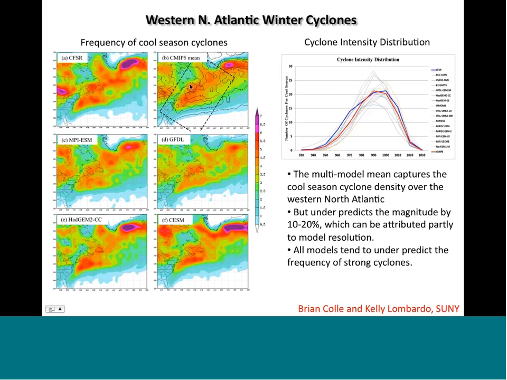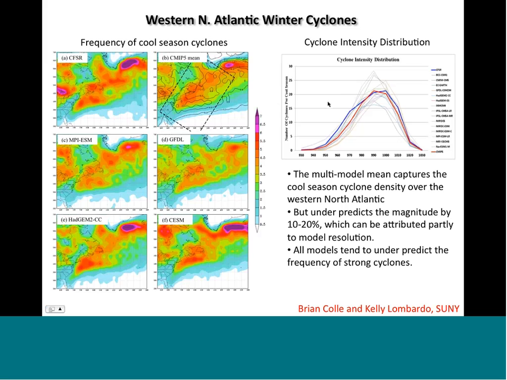And you can see that the spatial pattern looks pretty good. There's a slight underestimation overall, about 10 to 20% in that frequency of cool season cyclones. And then there's some example individual model results, and you can see that it turns out that the models that tend to bring it down are the coarser resolution models. So again, with higher resolution, you become a little bit more realistic in representing the observational data.